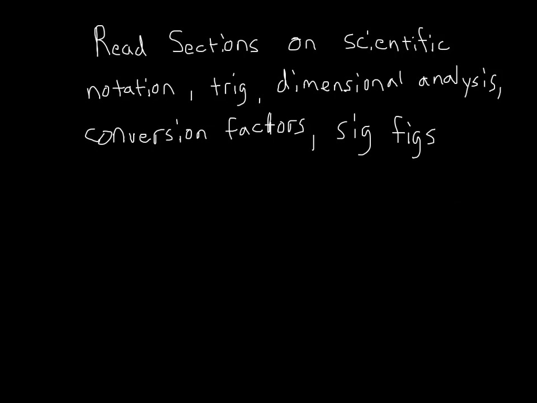Moving forward, you want to read the sections on scientific notation and trigonometry. Don't skip the trigonometry section. It's in its own separate little box. When I was in school, I would usually skip those little separate boxes, but this trigonometry one is very important. You also want to read about dimensional analysis, conversion factors, and sig figs.